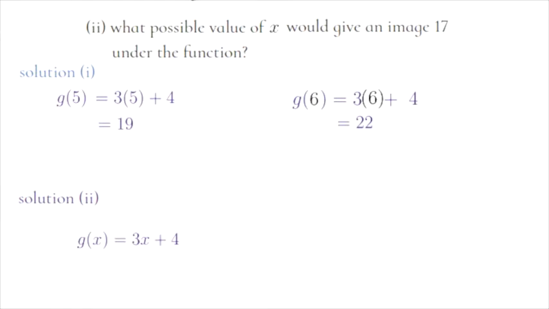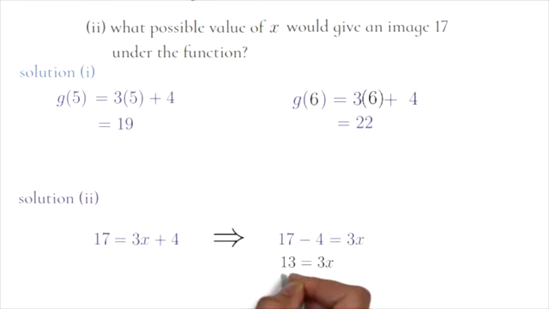For the second part, we first write out the function and then we substitute the image with the number 17. This is because we want to find the object which maps to 17. This then becomes a problem in simple algebra. 17 minus 4 is 3x, 13 equals 3x, and finally we have x equals 13 over 3.